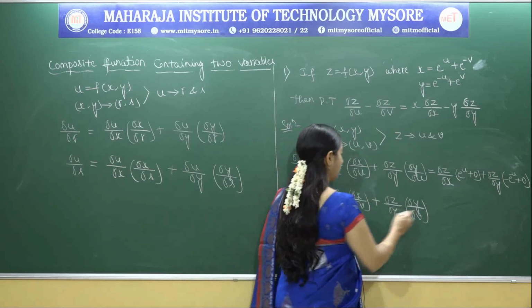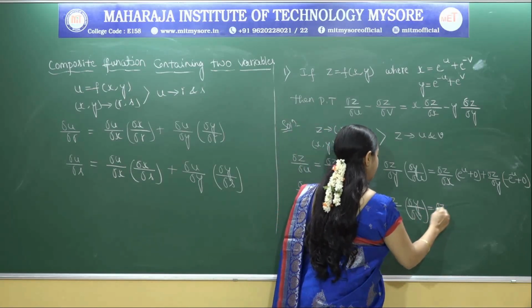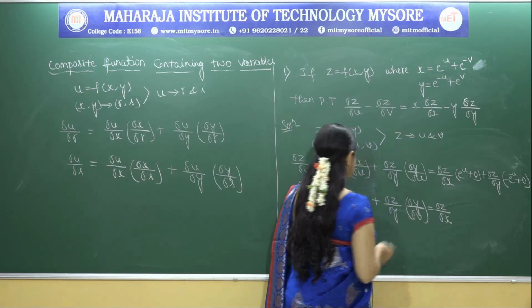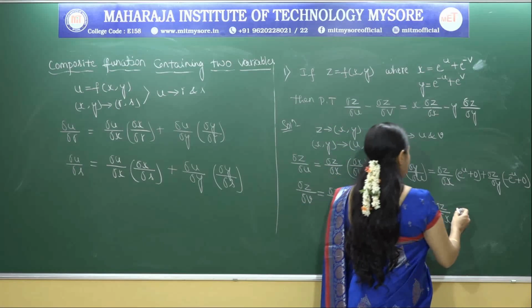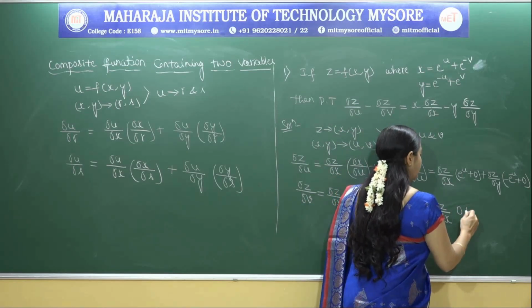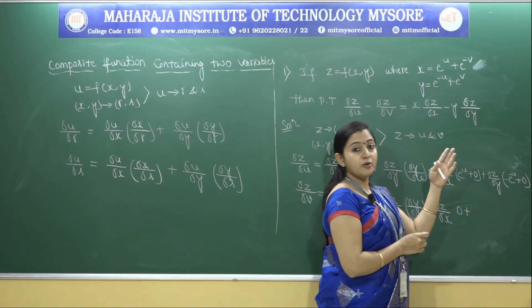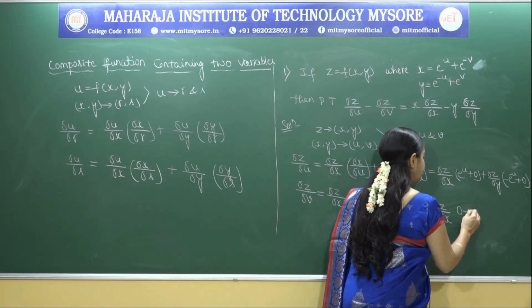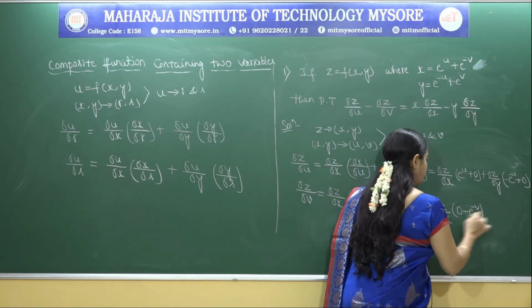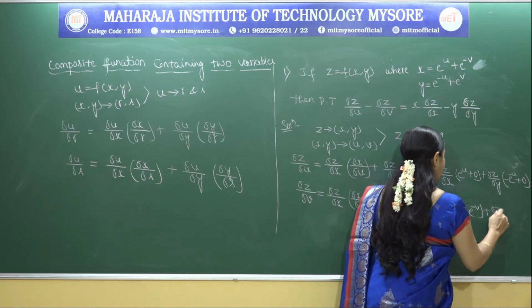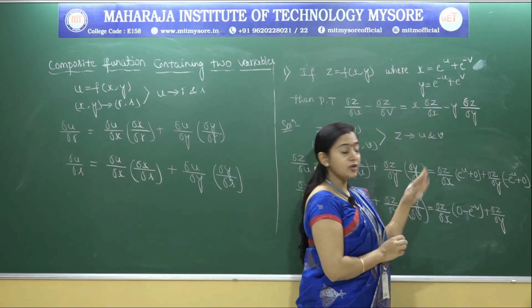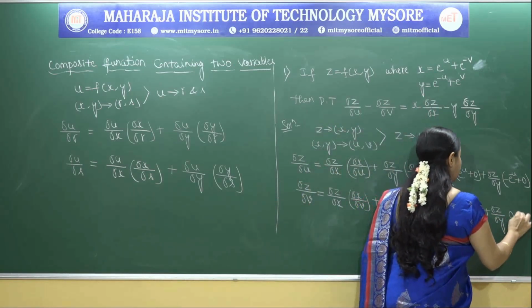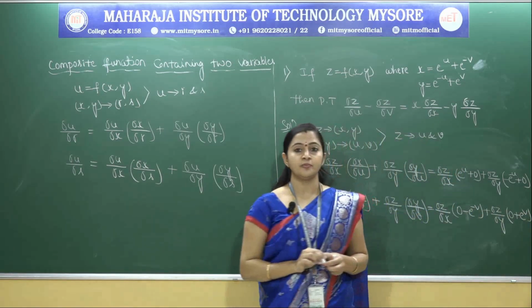Similarly, for the second term, del z divided by del x, you take the differentiation of x with respect to v. With respect to v, e power u differentiation is 0, and e power minus v differentiation is minus e power minus v. Second part, del z divided by del y with respect to v keeping the u term constant: the first part you will get 0, and for the second term, e power v differentiation is e power v.